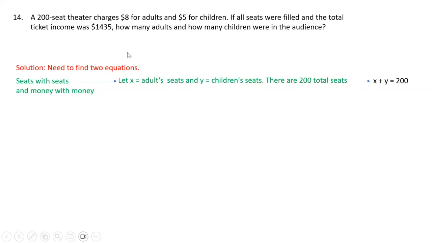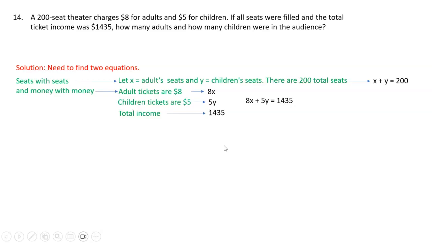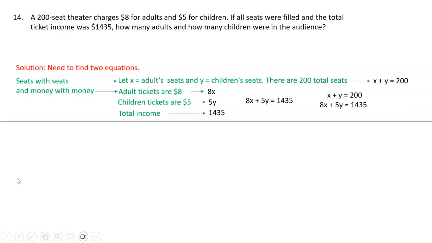Now the money with money, right? If adult tickets are $8 and x represents adults, it's going to give us 8x. Since children's tickets are $5 and children is represented by y, it's going to give us 5y. And the total revenue was $1,435. That was my total income. So here's my second equation, 8x + 5y = $1,435. So we found both equations.